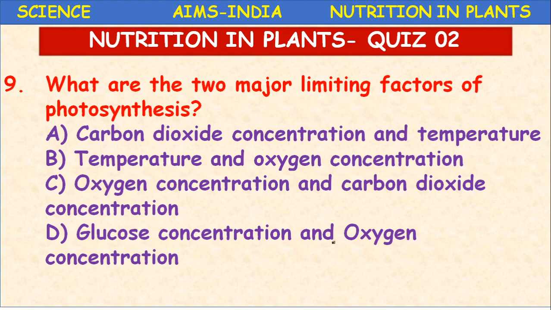So here the options, if you see, carbon dioxide is a reactant and the temperature is a condition. Next, in the second option, temperature is a condition but oxygen is a product. Here again, oxygen concentration is a product, carbon dioxide concentration a reactant. And in the fourth option, glucose is a product, oxygen is a product. So what is the correct answer here? A, concentration of carbon dioxide and temperature.